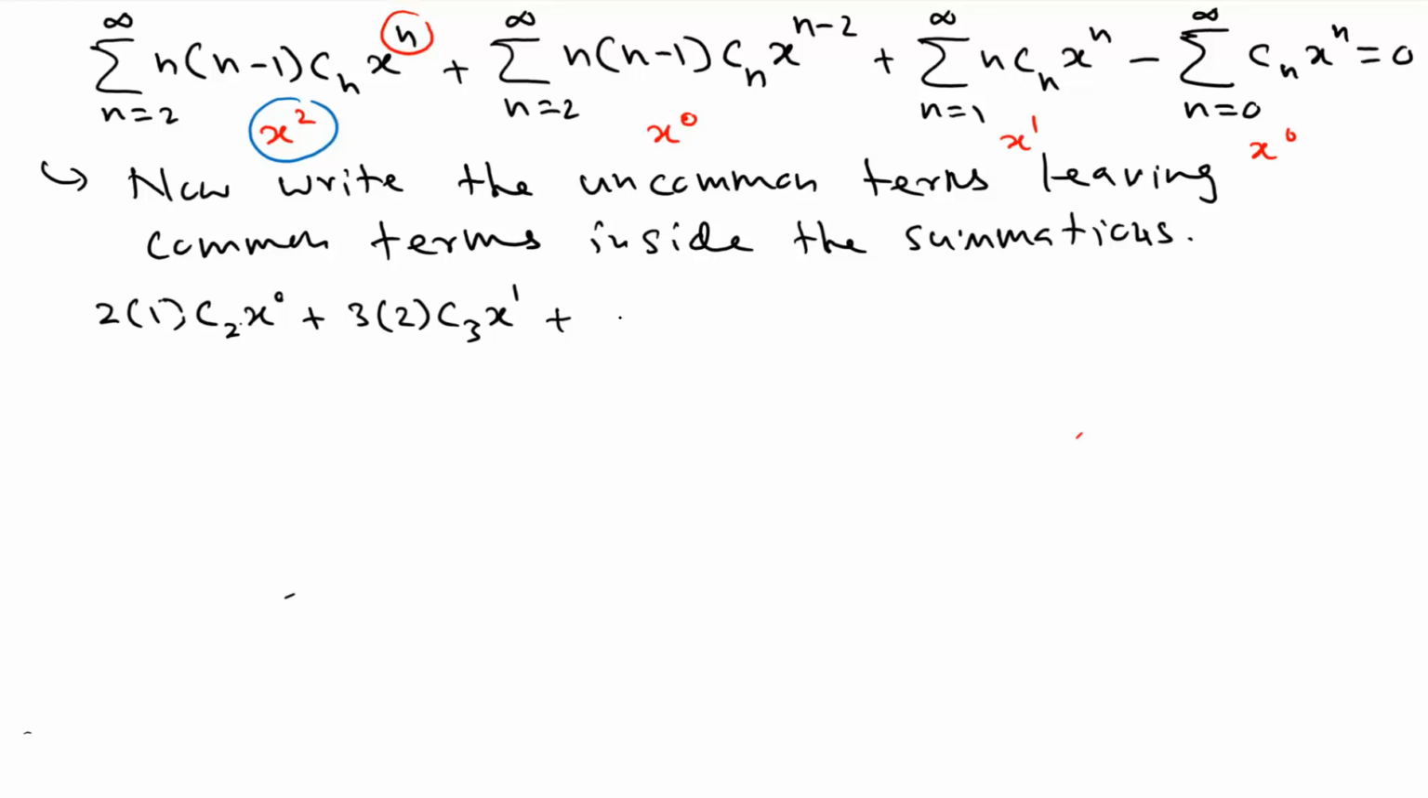So what do we get? We get by n equal 1. So it's 1 times c1 x1. So that's the only uncommon term. That's from the third one.